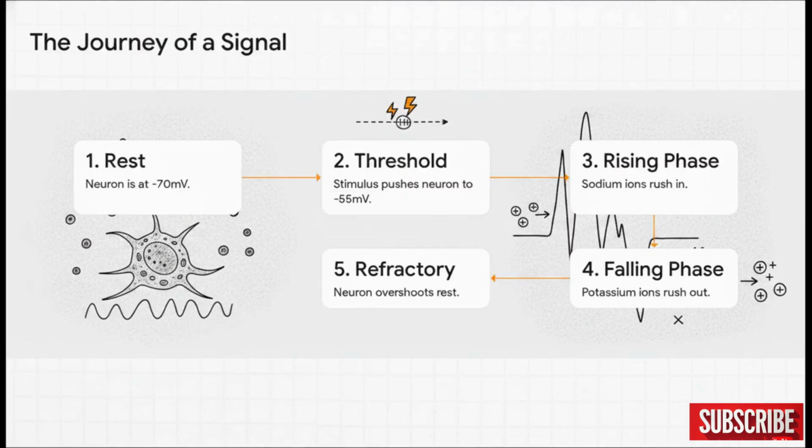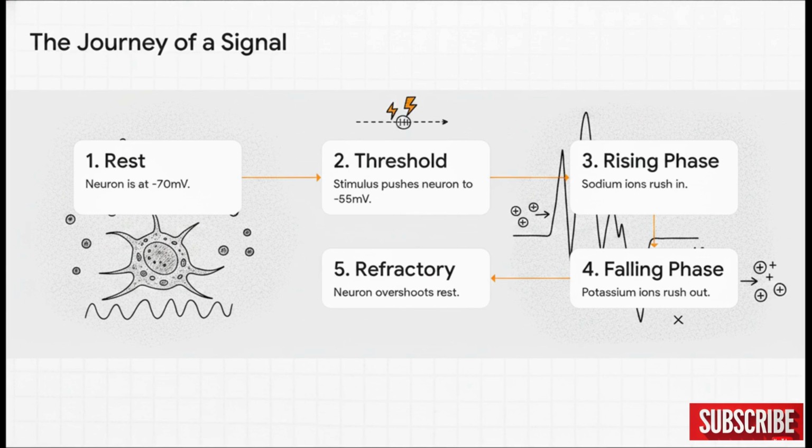Okay, let's do a quick recap. We can see the whole journey right here. Step 1, we start at rest, nice and quiet. Then, a stimulus comes along and pushes us to that critical threshold. That triggers the rising phase. Boom, sodium rushes in. Then, the falling phase, as potassium rushes out. We get that brief refractory period where it overshoots a little bit, and finally, we're back to rest, all recharged and ready for the next signal.